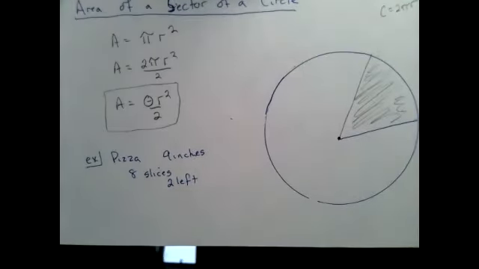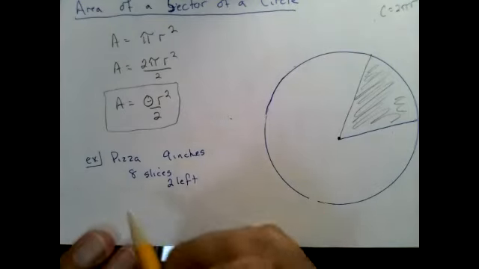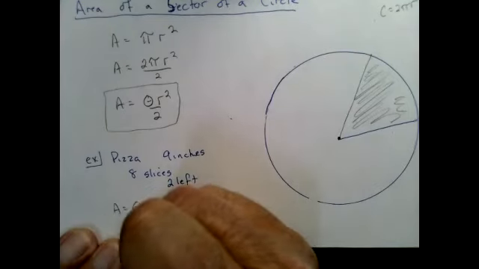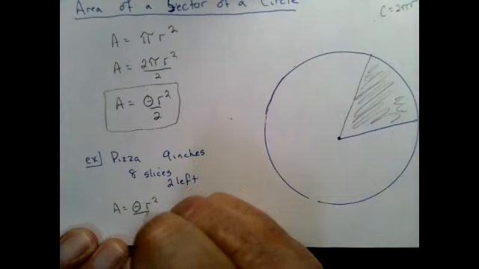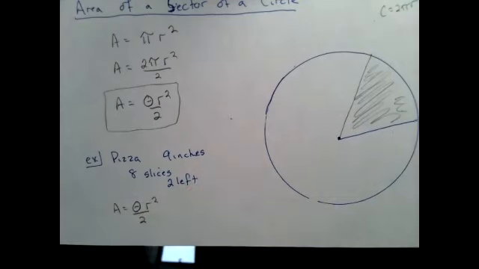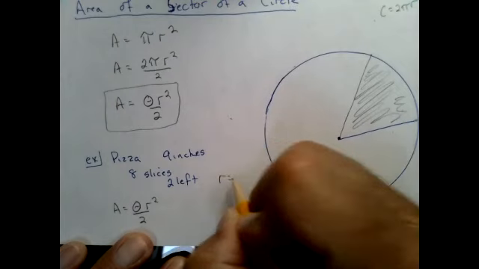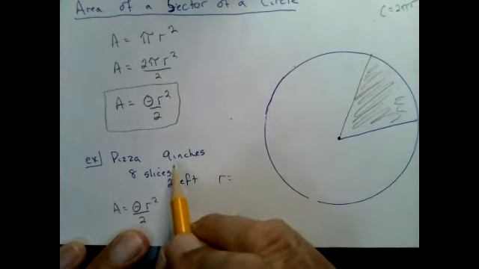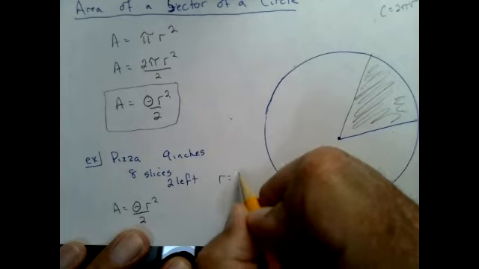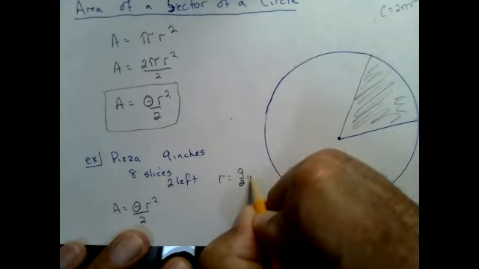I'm going to write my formula. Area equals theta r squared over 2. All right, it's a 9-inch pizza. You like my accent? So I know from my notes that r is going to have to equal... 9 inches is all the way across, so 9 over 2 inches is my radius.